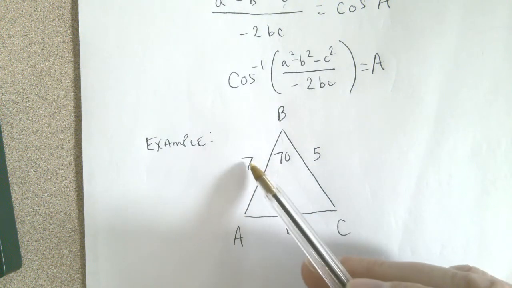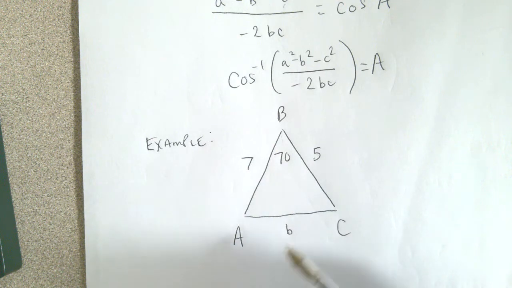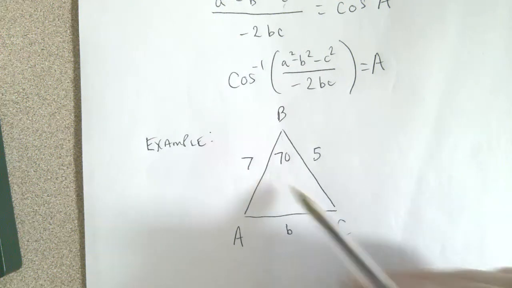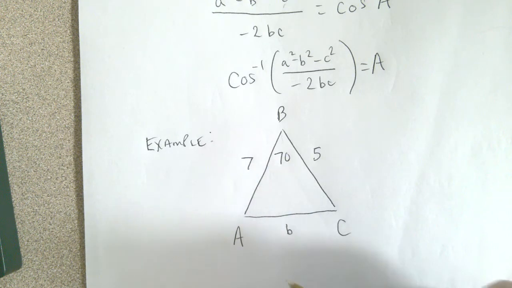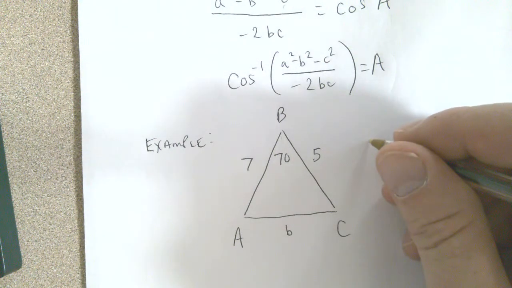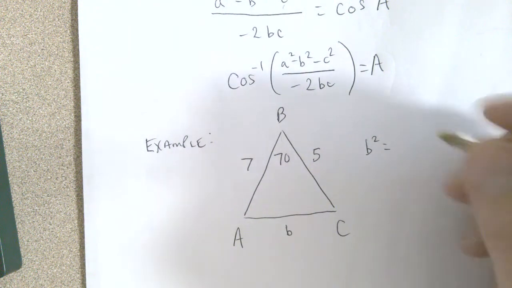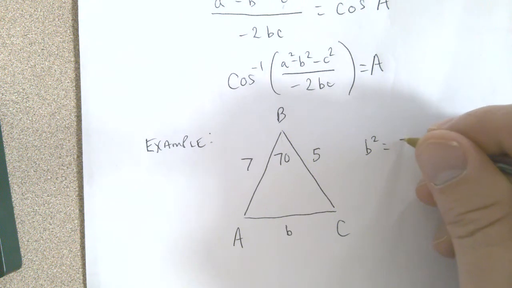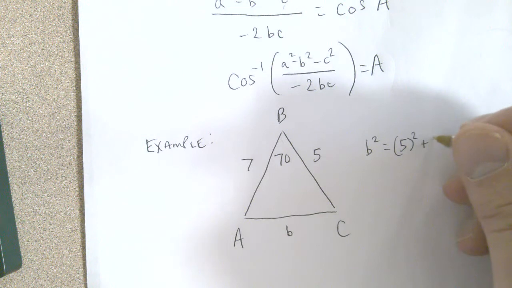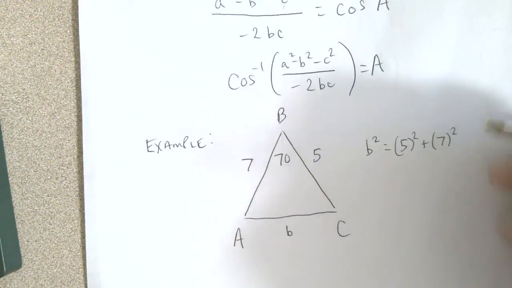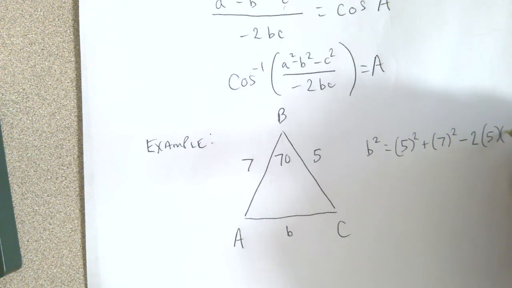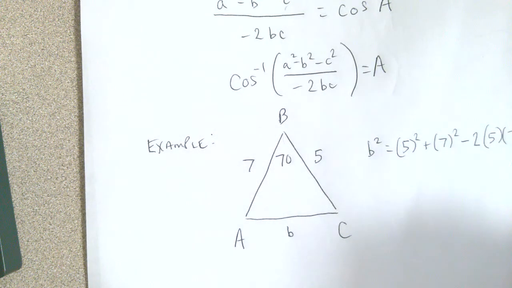Again, this is a situation where we have side, angle, side. So you think about your law of sines. We can't really set up the law of sines because we don't have two pieces of information, an angle and a side, that go together. So we have to utilize the law of cosines. B squared is equal to A squared, which is 5 squared, plus C squared, which is 7 squared, minus 2 times A, which is 5, times C, which is 7, times the cosine of B, which is cosine of 70.